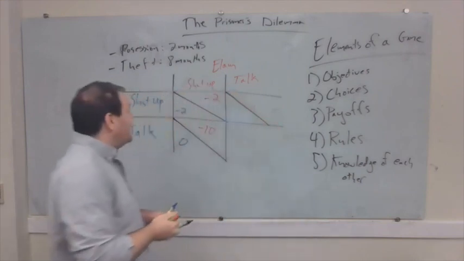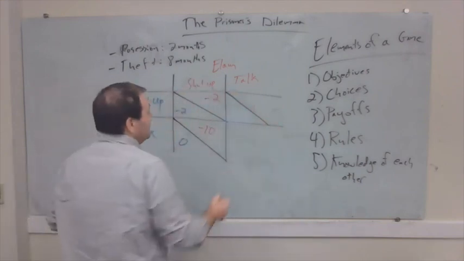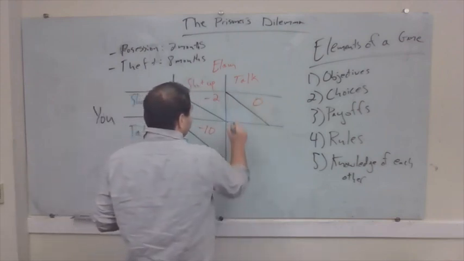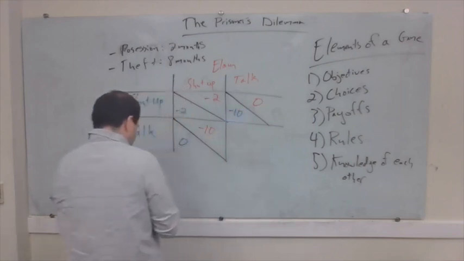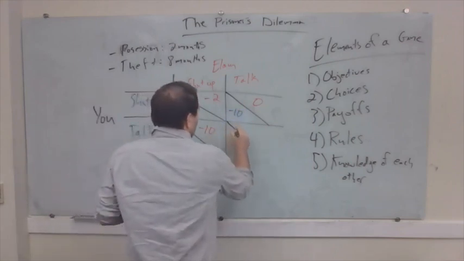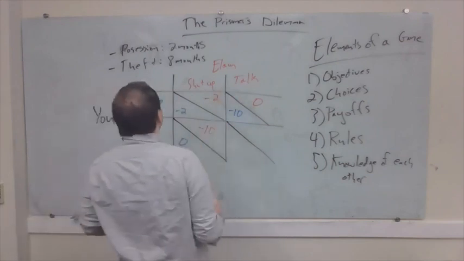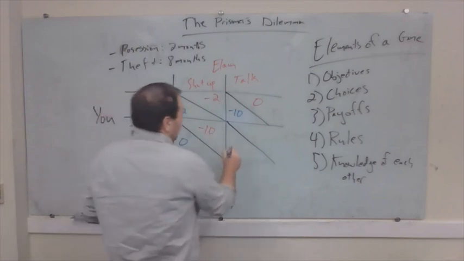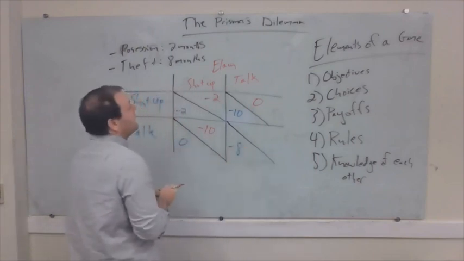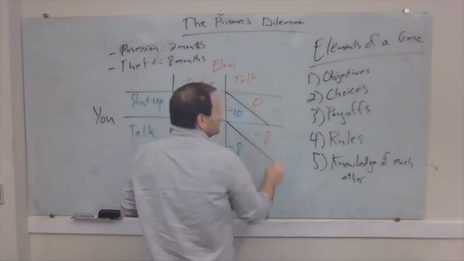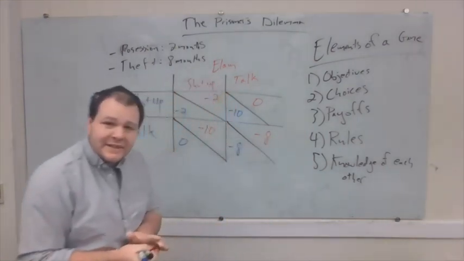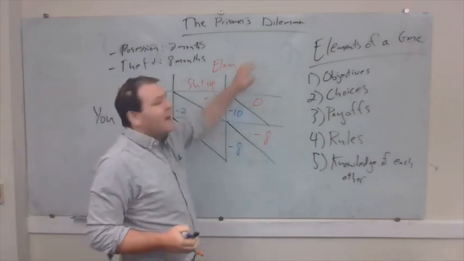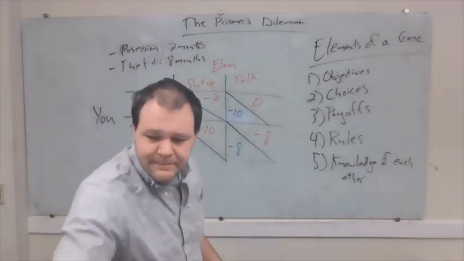Same thing if President Elam talks, right, and you're quiet. He's not going to get any charges at all, whereas you're going to be stuck serving 10 months. And finally, if both of you talk, right, both of you will get off on possession. Both of you are going to get hit with theft. So you're going to have -8. Elam's going to have -8. So these are your payoffs, right? These are the consequences of the decisions that you make that also depend on the decisions that the other person makes, right? That President Elam makes.